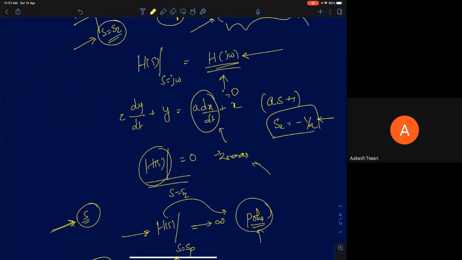If your input is changing suddenly, which normally happens if you apply a step input, your input is going to change suddenly at the origin. Then a 0 will quickly react. It will quickly react and produce a response. Okay?